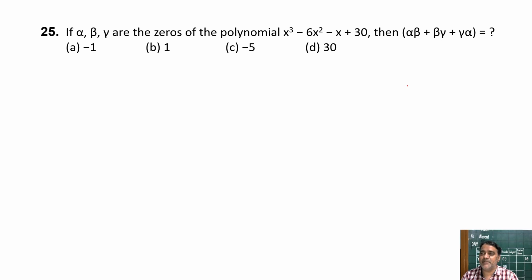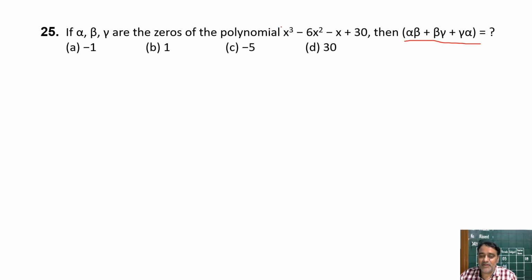First is alpha plus beta plus gamma, that is minus b by a, and the second one is alpha beta plus beta gamma plus gamma alpha, that is the sum of the product of two zeros taken two at a time. So that is c by a, and the last formula is alpha beta gamma, that is product of zeros, equals to what? Minus d by a. Very good, minus d by a.